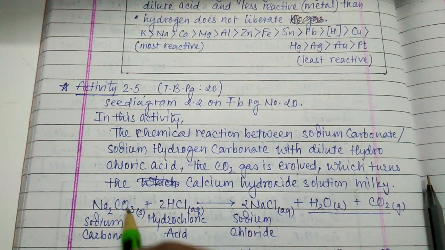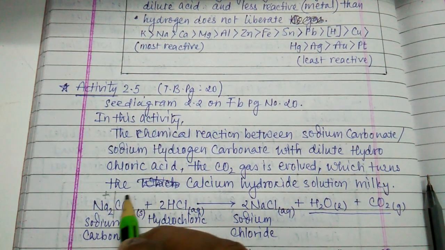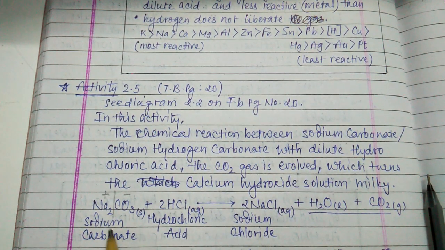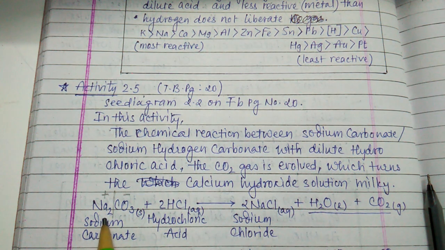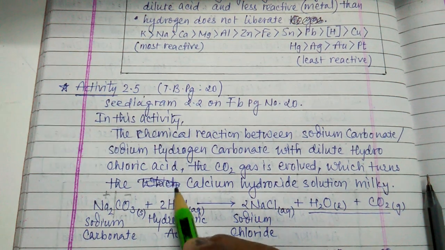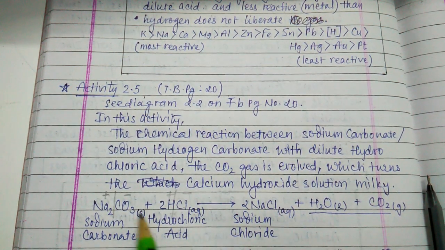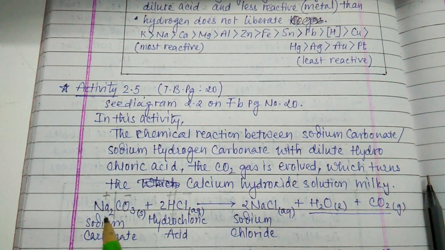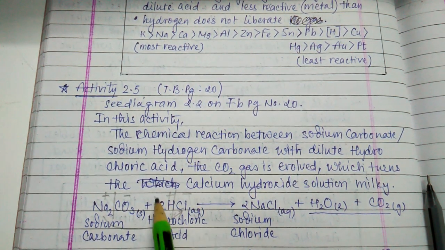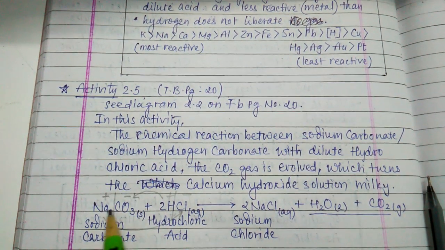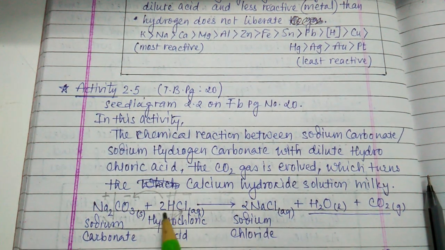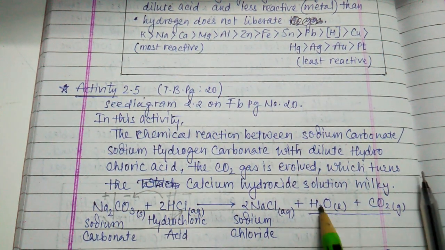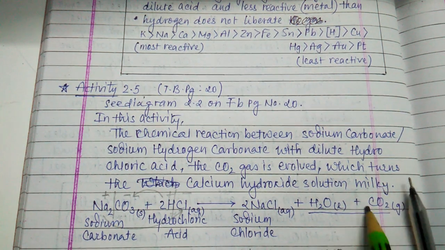We have sodium carbonate. It means this is the positive part, this is the negative part. In our very first lecture, we discussed the table of positive ions and negative ions. Now here also plus and minus. When a chemical reaction occurs, this plus reacts with this minus, and this with this. Now sodium and chlorine give sodium chloride, and H and CO3 give water and carbon dioxide.